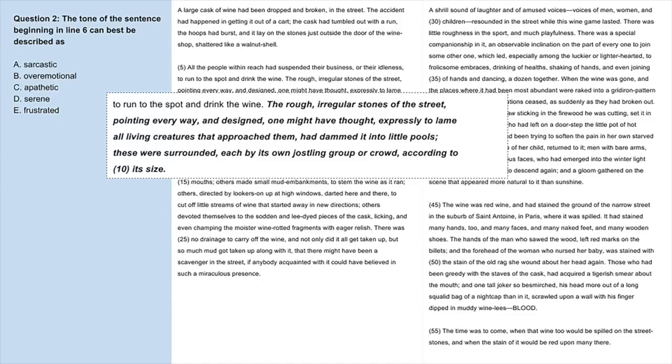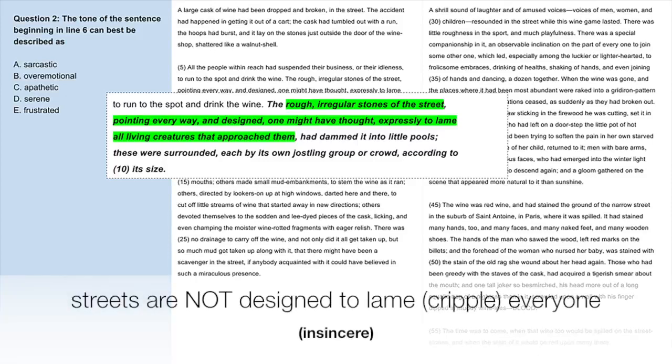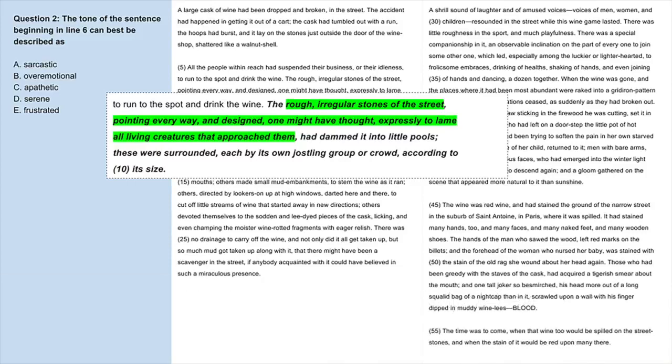And now let's take a look at our choices. A. Sarcastic. The narrator here says that the rough, irregular stones of the street seem designed expressly to lame all living creatures that approached them. Since streets are not designed with the intention to lame or cripple anyone or anything that walks on them, the narrator is being insincere here. He is using some rather darkly humorous sarcasm and overstating his case a bit to stress how bad the roads are.